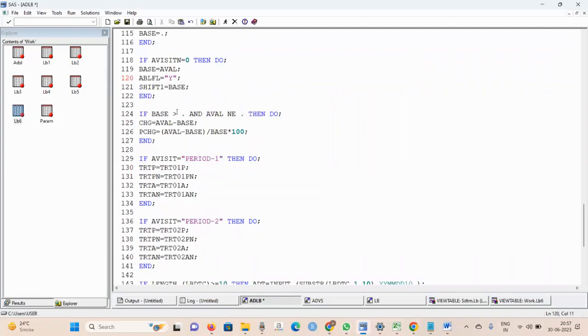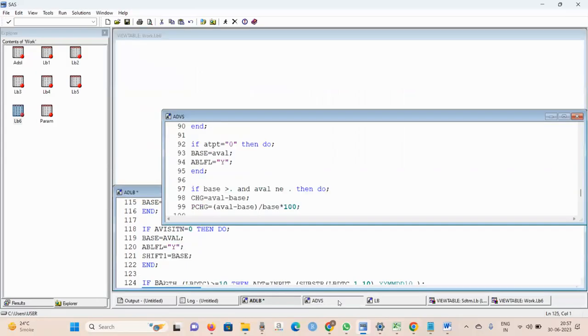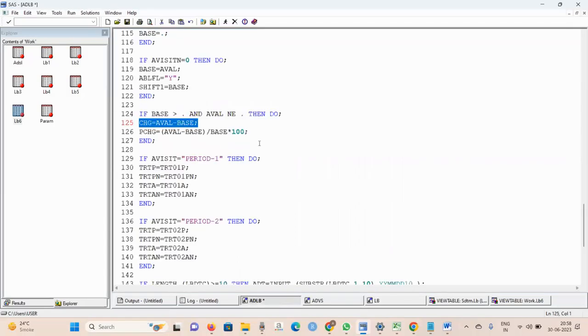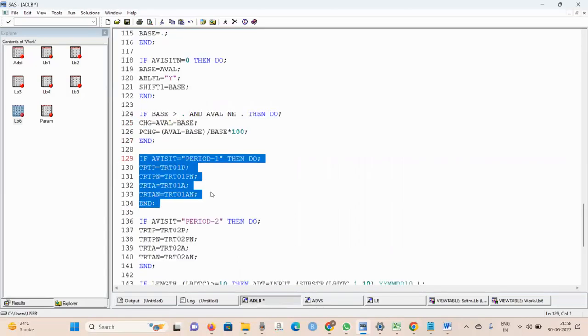The same as vital signs. If base is not equal to missing and AVAL is not equal to missing, then this is a calculation: the change equals AVAL minus base, and we did the same thing here also, AVAL minus base. The percentage change is also AVAL minus base, divided by base, times 100 percent. And here we are deriving the treatment related information, so it's not mentioned in the specification.